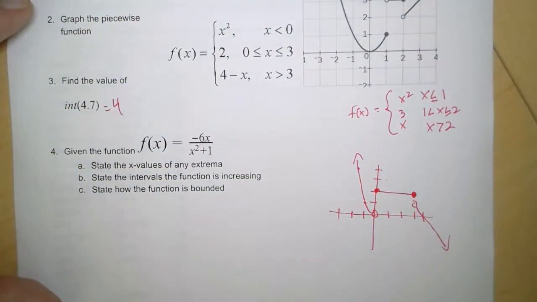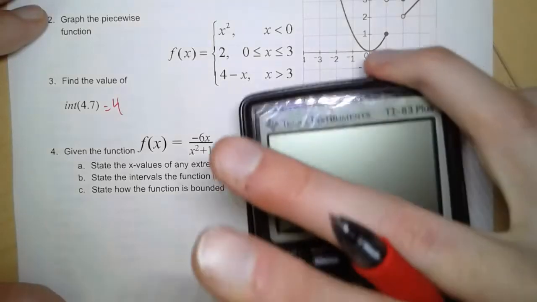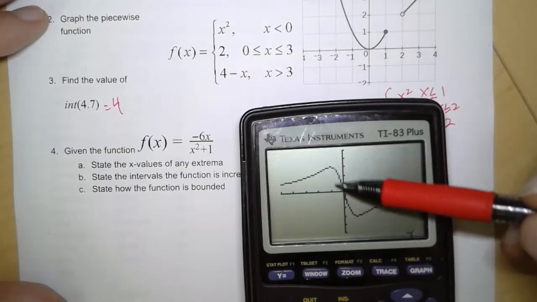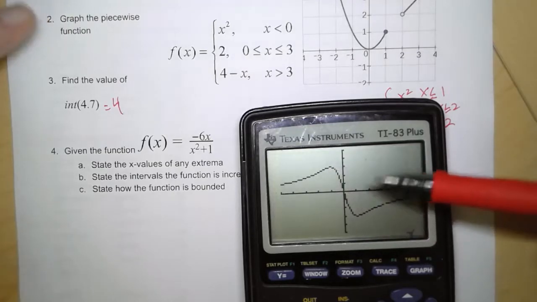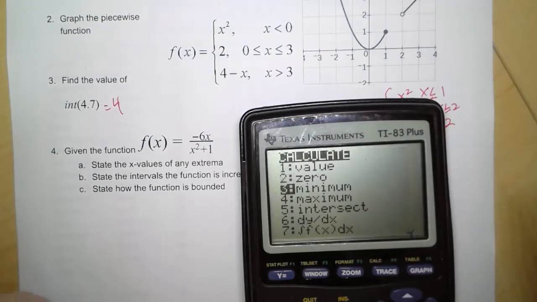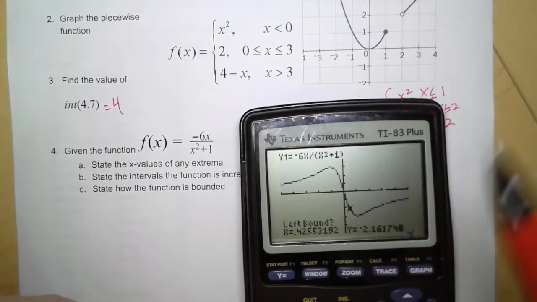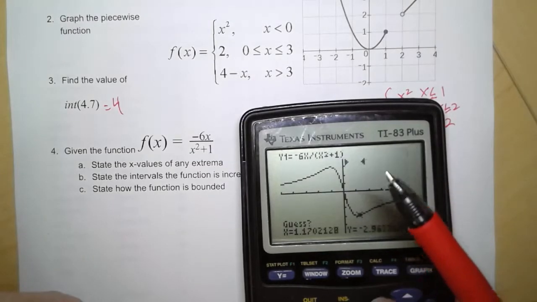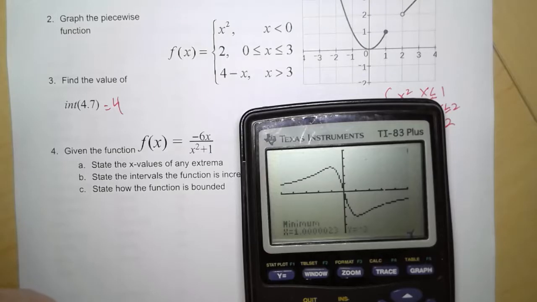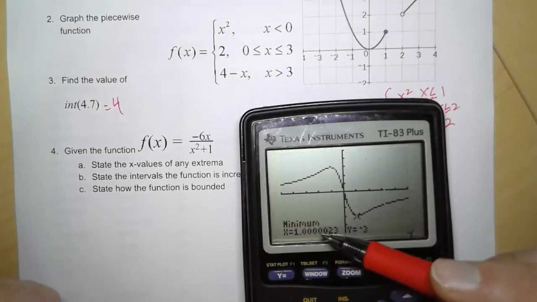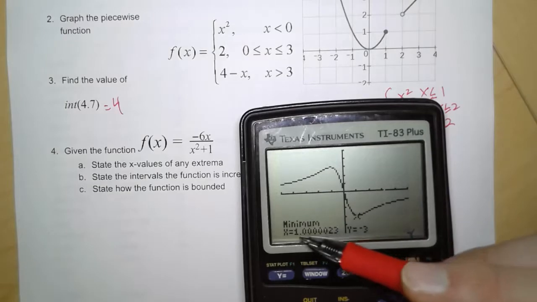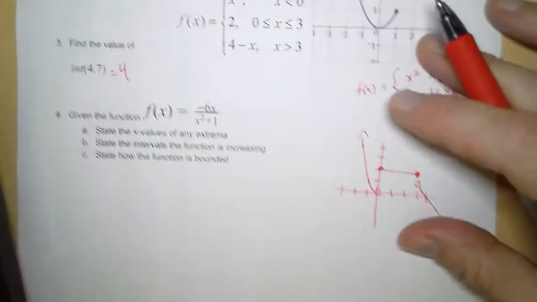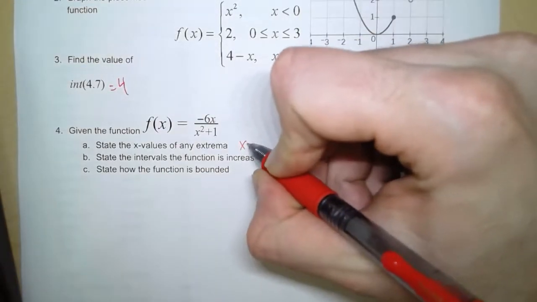Number 4, state the x values of any extrema. So here is my graph right here. And so we have extrema here and here. So if I use my minimum command, I can find this point down here. And so what we get is a value of 1. Again, we have to use our brains. We have to know that the calculator gives us 1.0000023. It's 1. So that means x equals 1.